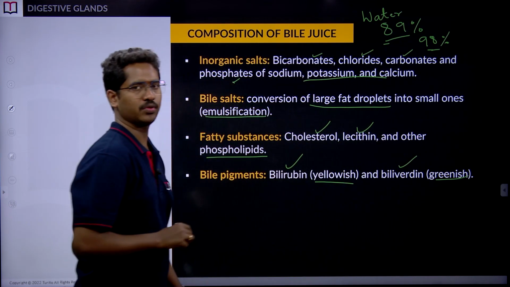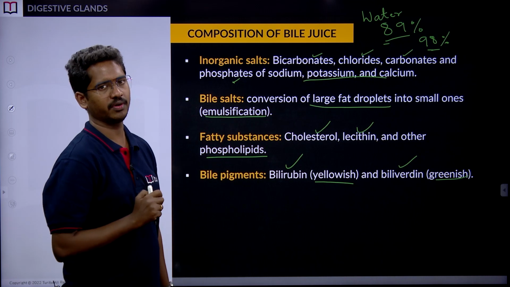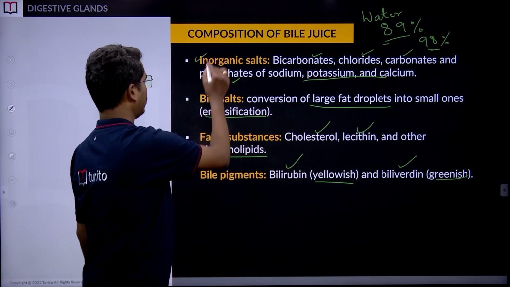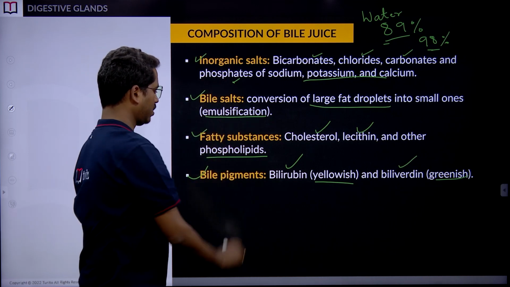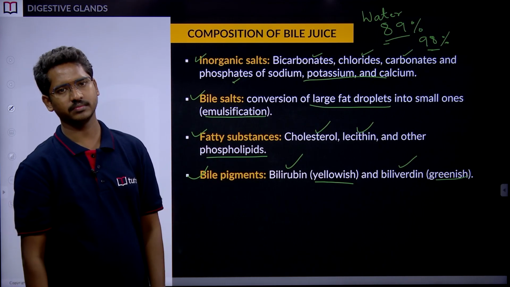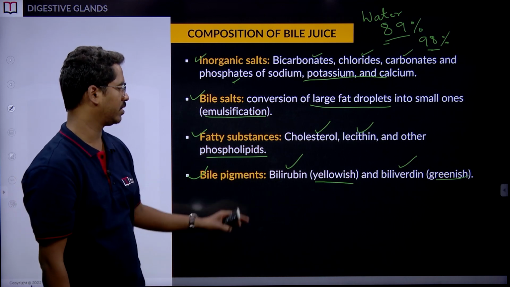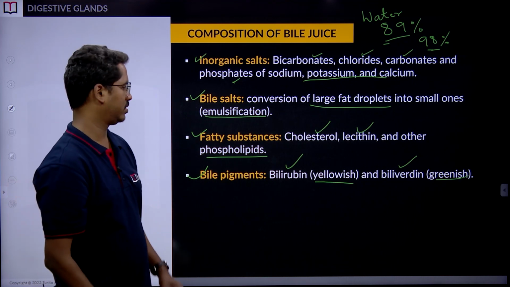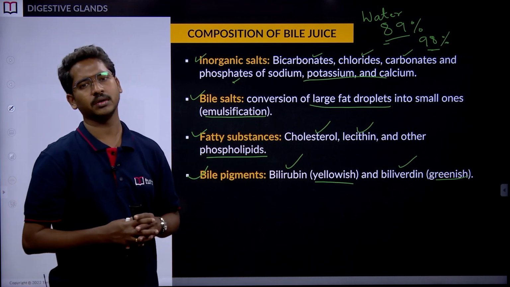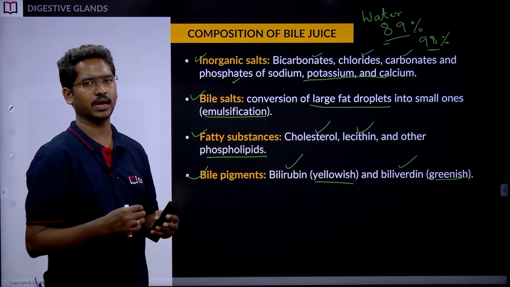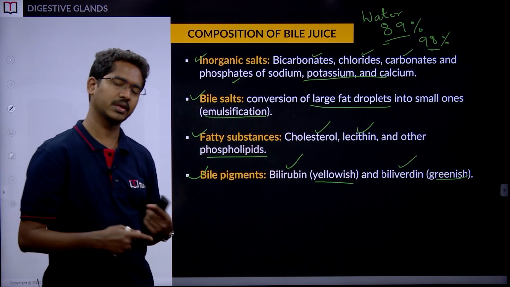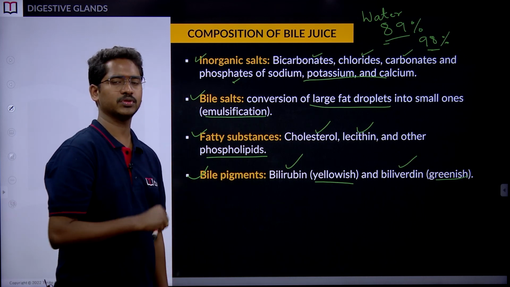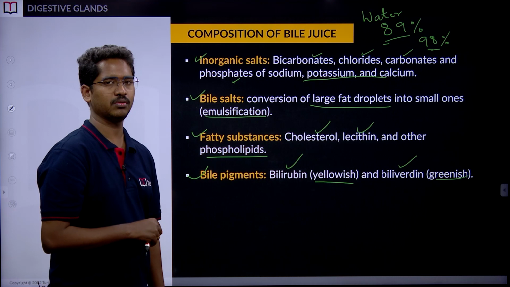So, inside the bile juice you see 89 to 98% would be water, and the remaining components are inorganic salts, bile salts, fatty substances and bile pigments, right. So, you see biliverdin and bilirubin are required inside. They are all functioning as a unit in order to emulsify the fat and aid in fat digestion. That is how they function. So, hope you understood the composition of bile juice.